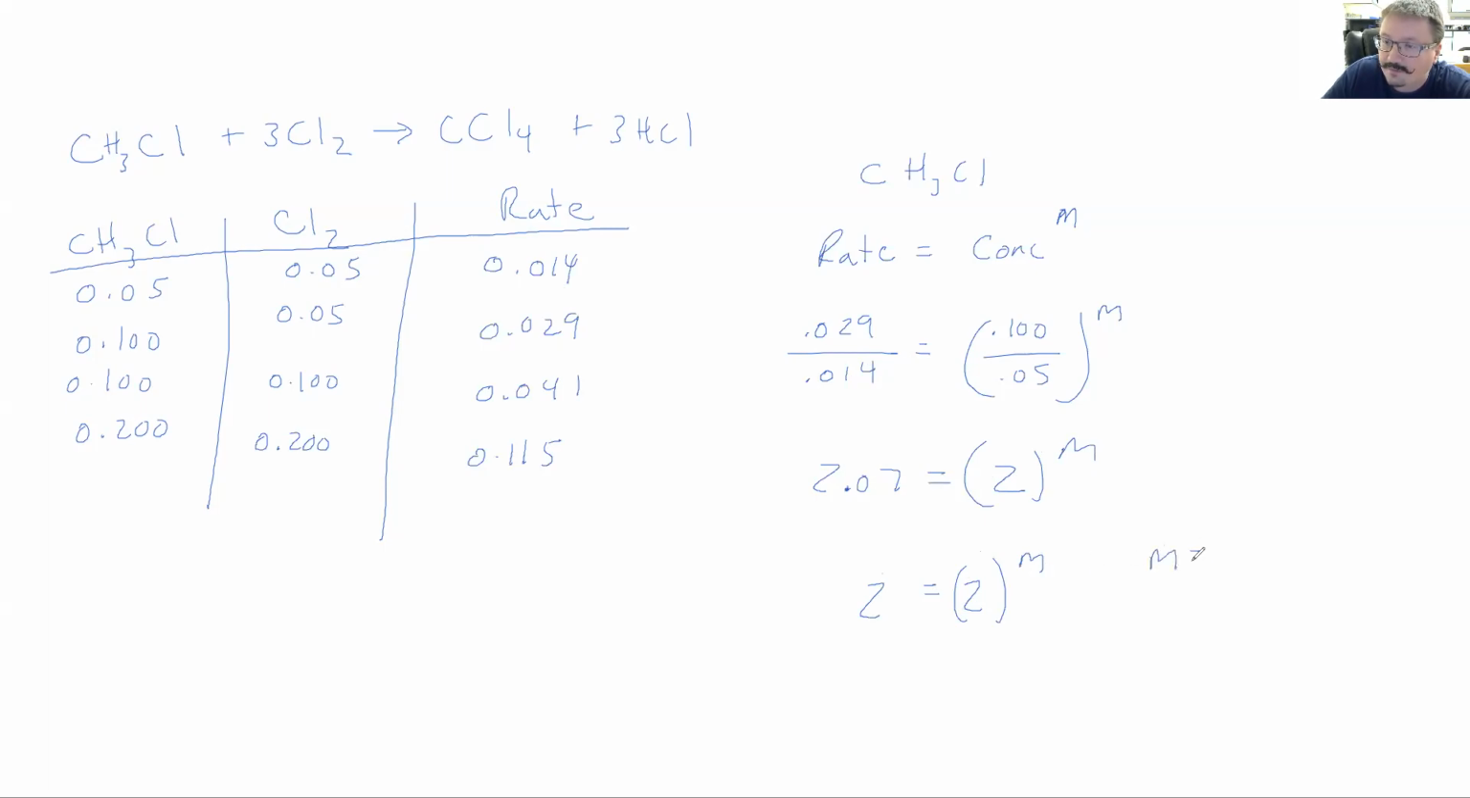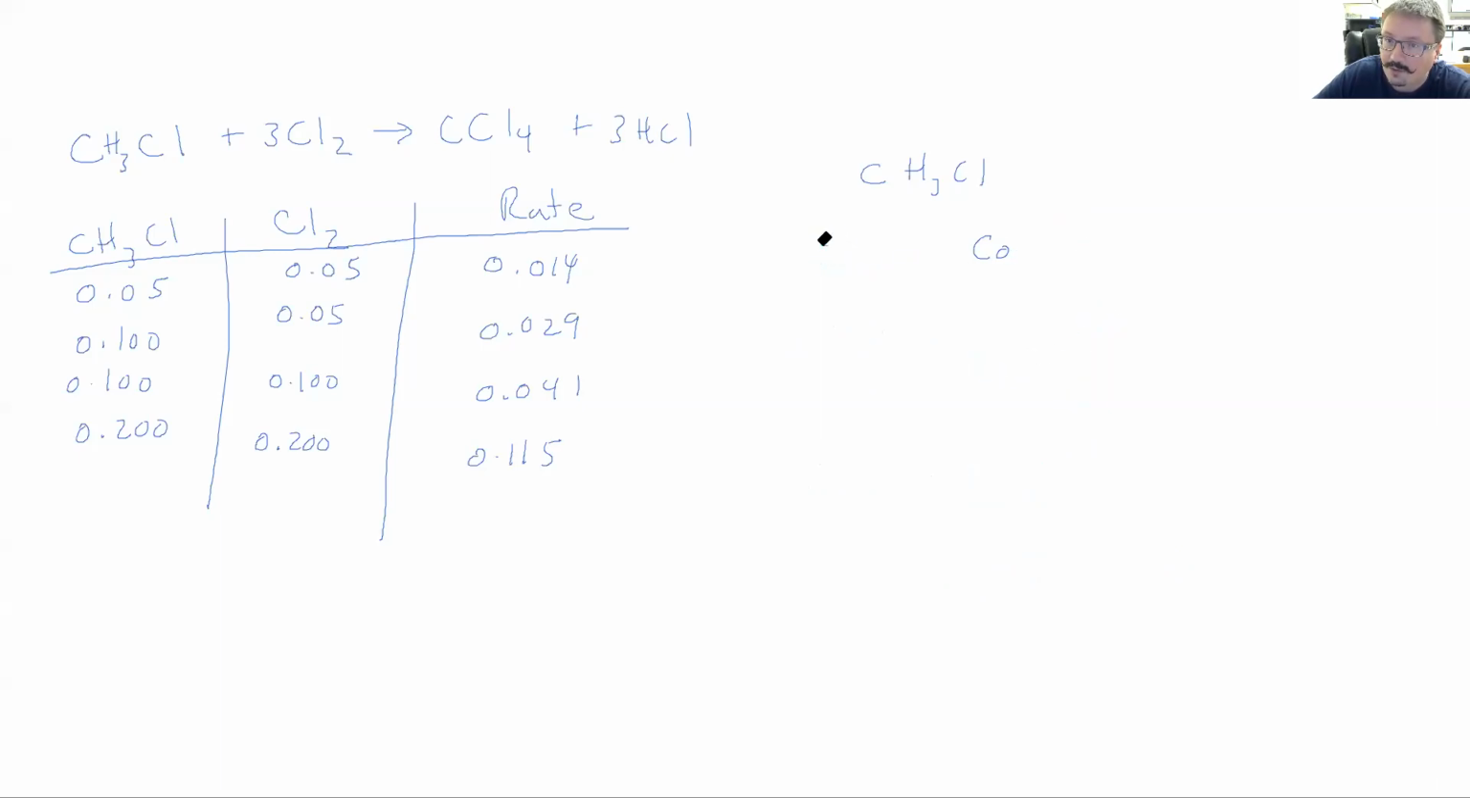What's M going to be? It's going to have to be first order, 1. 2 raised to the 1 equals 2. So that one's relatively straightforward in regards to what the reaction order is. We're going to go to the next one now and see that sometimes we're not going to have as straightforward of a problem as that. Let's make sure we denote that reaction order for now.